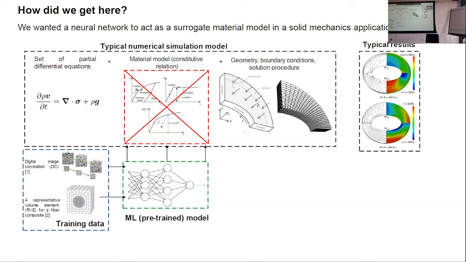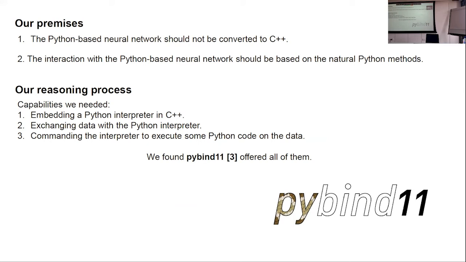At this point, we already had a Python-based neural network that was actually working for some simple models in plasticity, and we wanted to implement them in OpenFOAM. So we needed to come up with a way to do this. There were several ways to do this. We have even seen some of them here in the workshop. And we established several rules when deciding how we wanted to do it.